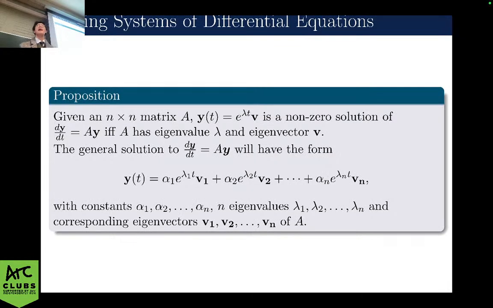Now, one of the classic applications of eigenvectors and eigenvalues is solving systems of differential equations. So here's the proposition. We have an n by n matrix A. Then y of t equaling e to the lambda t times the eigenvector is a non-zero solution of the differential equation dy/dt equals Ay if and only if A has eigenvalue lambda and eigenvector v.